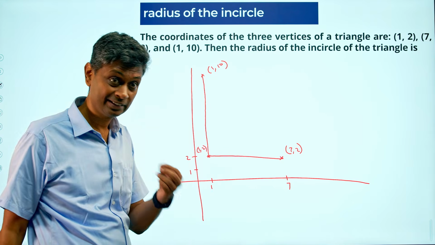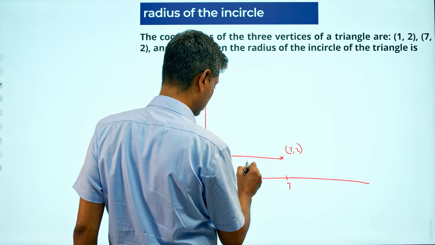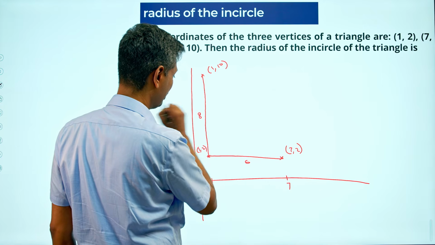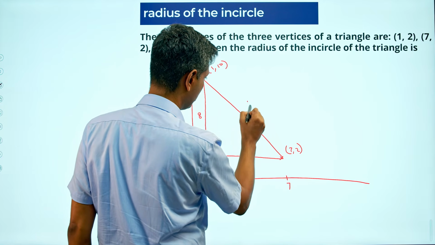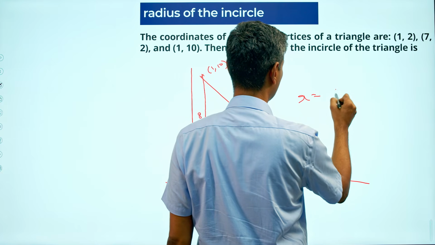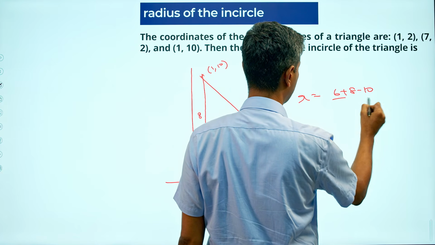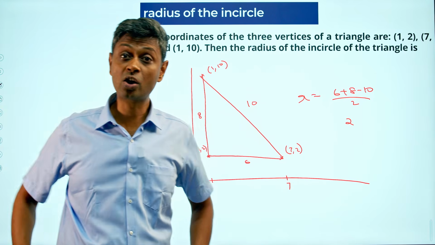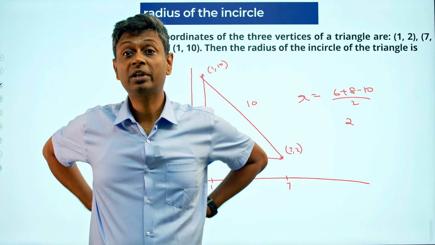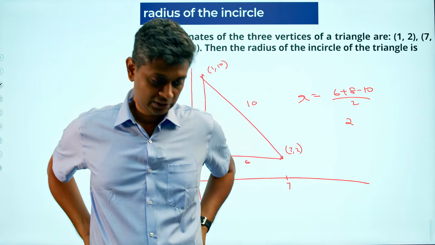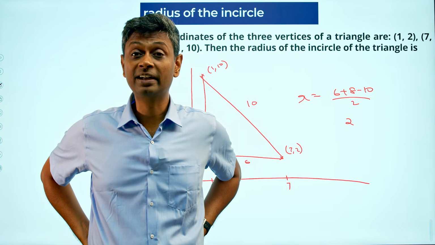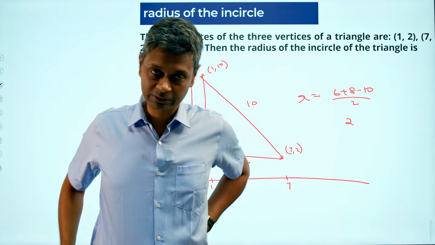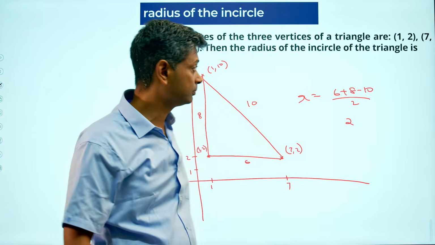This is a right angle. (1, 2) to (7, 2), this is 6 units. (1, 2) to (1, 10), 8 units. Should be 10 units. Inradius is (6 plus 8 minus 10) by 2, 4 by 2, 2. And it seems like a complicated question with a random triangle given on the Cartesian plane. It turns out it's the right angle triangle with the 3, 4, 5 Pythagorean triplet. And all you have to do is (a plus b minus h) by 2. And so, super straightforward question, absolute freebie.